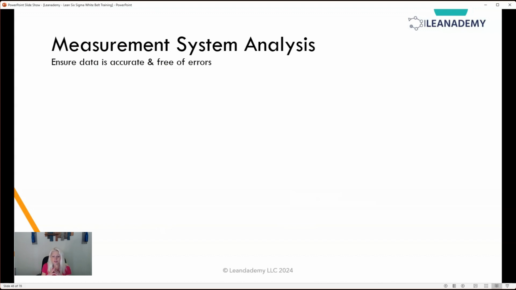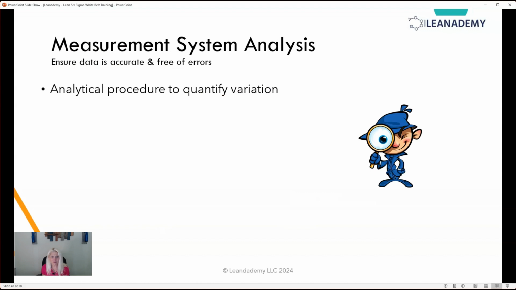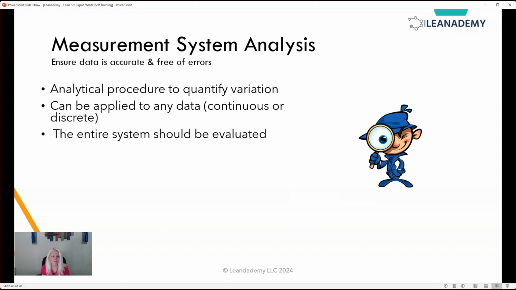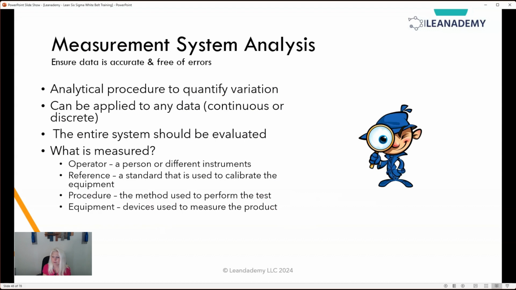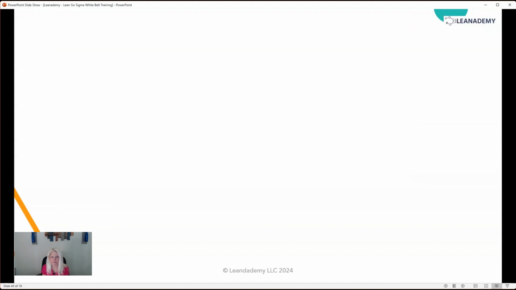One other thing we want to do within the measure phase is talk about measurement system analysis. We want to make sure that our data is accurate and free of errors, right? So it's an analytic procedure to quantify variation, and it can be applied to any data. I'll get into continuous or discrete in a later slide. But the entire data system should be evaluated in what is measured. We're looking at the operator, a person, or different instruments, a reference standard that is used to calibrate the equipment; procedure, the method used to perform the test; equipment, devices used to measure the product; and then environment, the surroundings where the measures are performed.